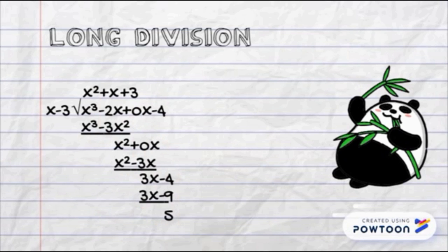We will repeat the same process one last time, since we have the negative 4. We divide the negative 4 by the x and the answer is multiplied by the x and the negative 3. The new numbers that we have are going to be subtracted by the numbers we had, and that will give us 5. This 5 will stay as our remainder. Our final answer will be written as x squared plus x plus 3 plus our remainder, which is 5 divided by x minus 3.